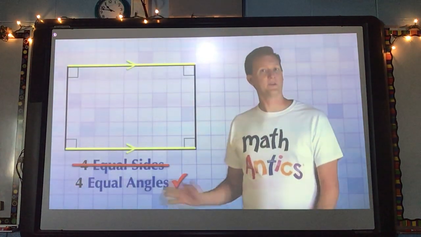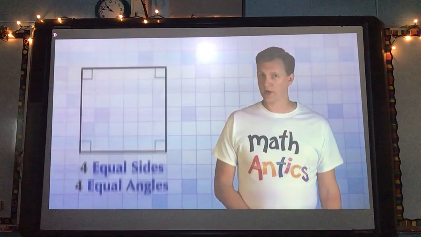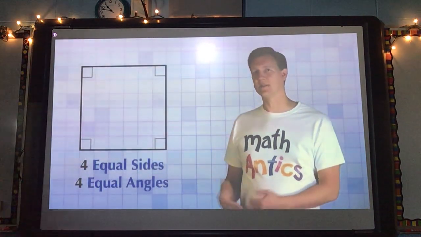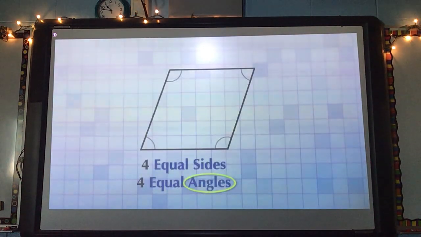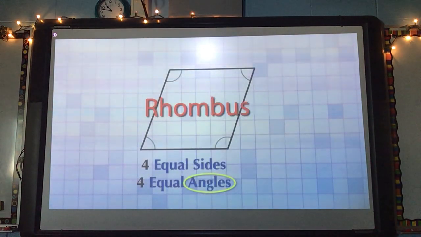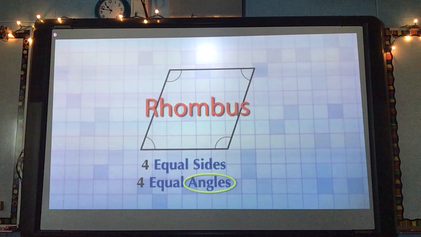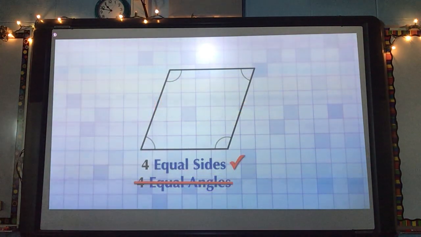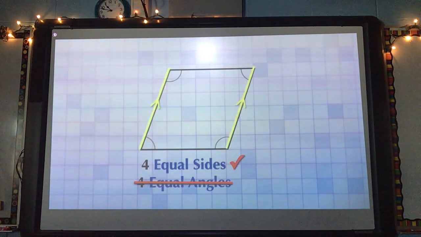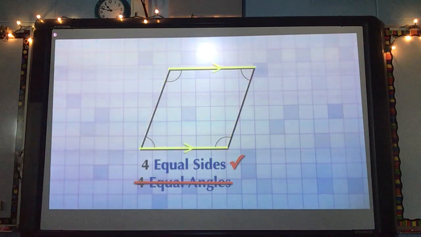All right, so that's a rectangle, but going back to our square, what if instead of changing the sides, we had just changed the angles, like this? What we have now is called a rhombus. A rhombus is a quadrilateral that still has 4 equal sides, but it does not have 4 equal angles. And once again, just like the square and rectangle, the rhombus is made from 2 pairs of parallel sides.